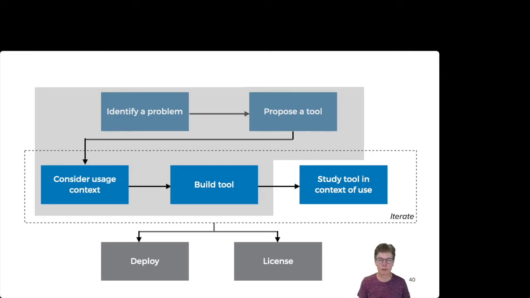What I hope I've been able to illustrate with this example is that when we consider the context in which the tools are used, we can use the information we gain to think about new tool designs that hopefully enable the tools to better fit the needs of developers and to be used more often. And you'll see in this roadmap that there is an iteration box around considering the usage context, building a tool, and then studying it in the context of use.